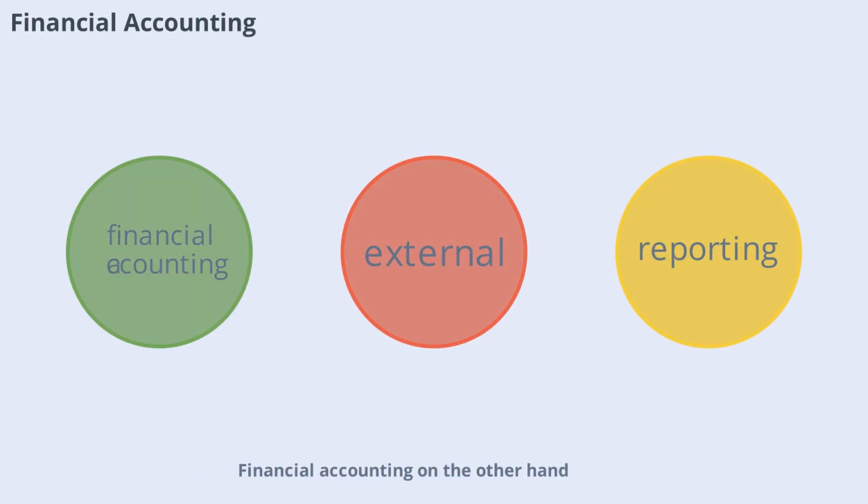Financial accounting, on the other hand, provides information to external users like banks, investors, and government agencies. It involves preparing financial statements, tax returns, and payroll reports. This information helps outsiders evaluate the company's financial health and make investment or lending decisions.